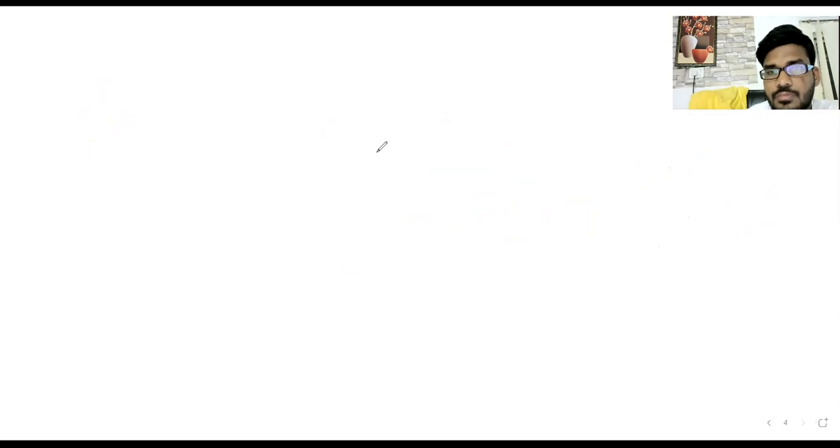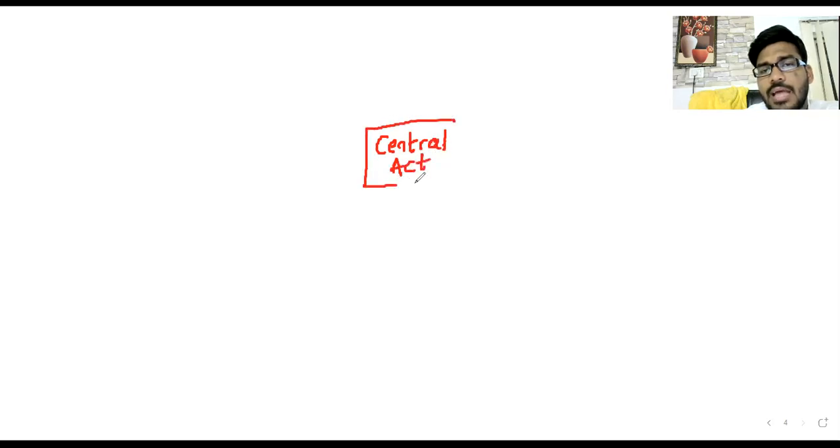Simple, sir. Central Acts. What is a Central Act, sir? A Central Act is nothing but an act framed by the central government, through Parliament, upper house, lower house, like that. The act framed by the central government is called a Central Act. Clear? The General Clauses Act is mainly applicable to Central Acts only, not to any other.